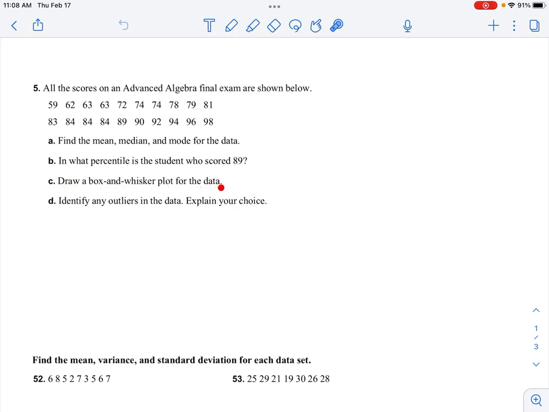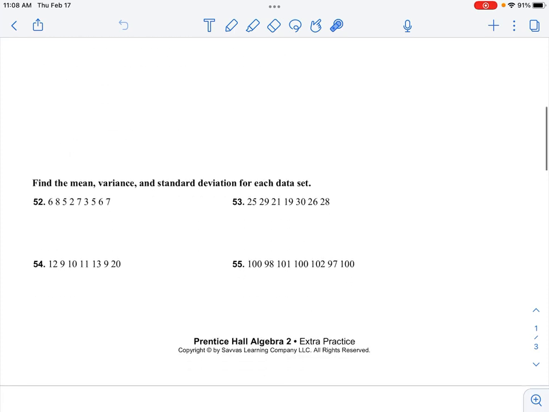We are going to draw a box and whisker plot, so this uses our 5-number summary that stats.blue tells us. So that's our minimum, our Q1, our median, our Q3, and our maximum. And then if you see any outliers, these are numbers that aren't within your data set, they make the data skewed, then you can explain there. There might not be either.